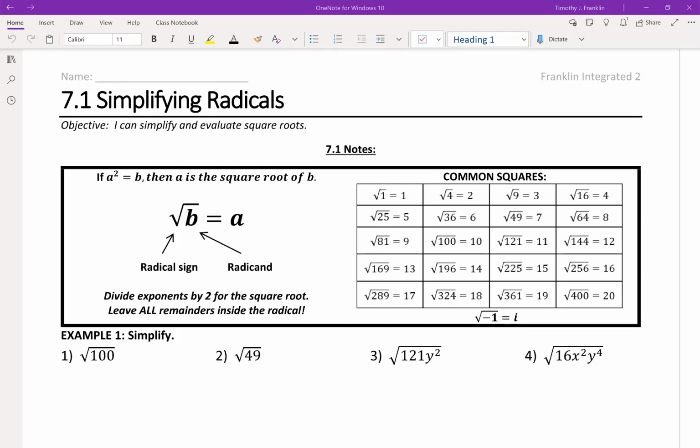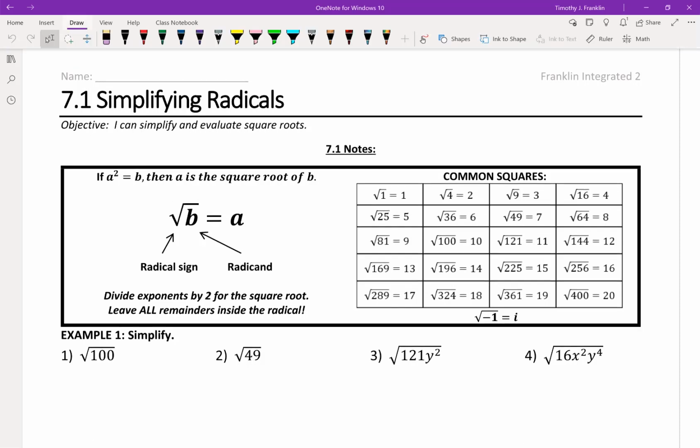Okay, let's talk about simplifying radicals. Now, a radical in math is just a fancy way of saying a root, like a square root. And it's this symbol right here called the radical symbol, or radical sign. And what's inside it is called the radicand. But basically, if there's no number, if it just looks like this, then that's a square root. So if a squared equals b, then a is the square root of b.